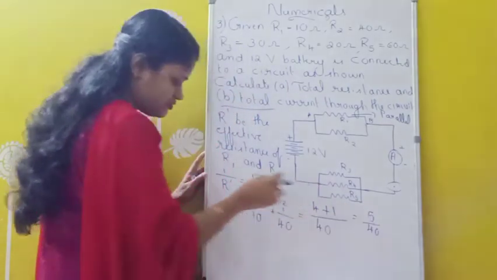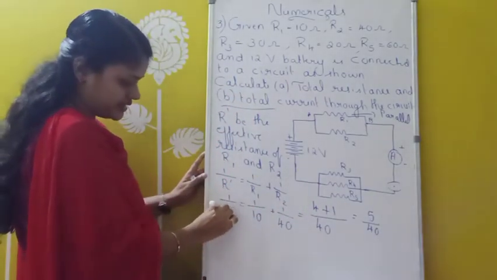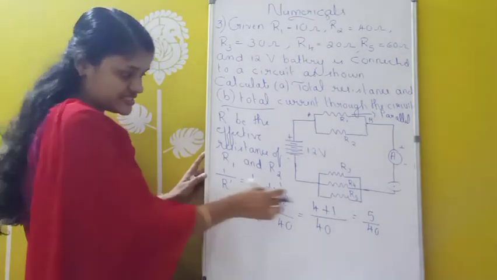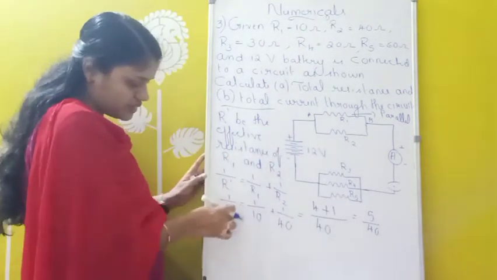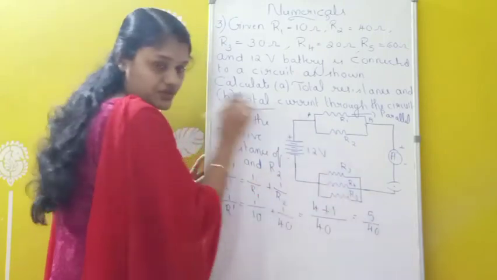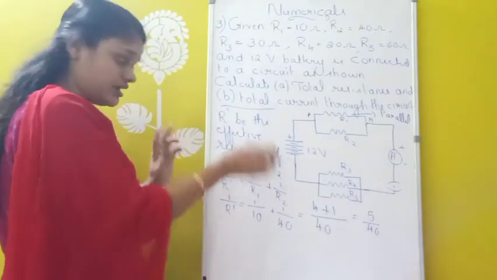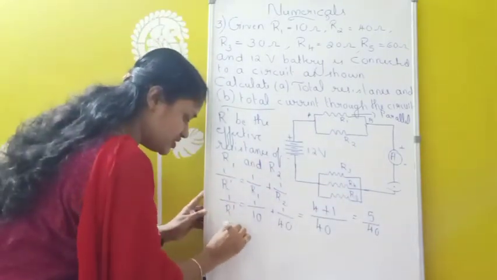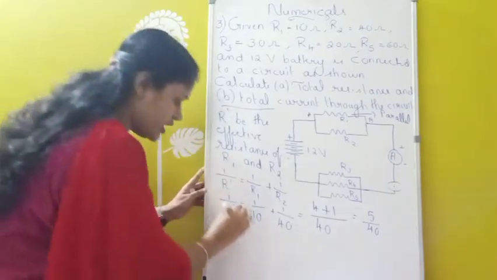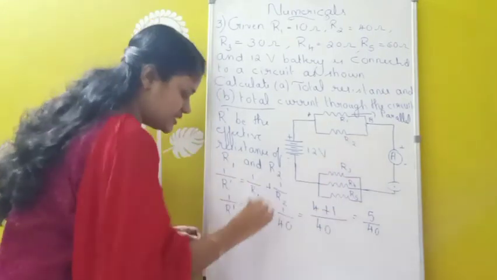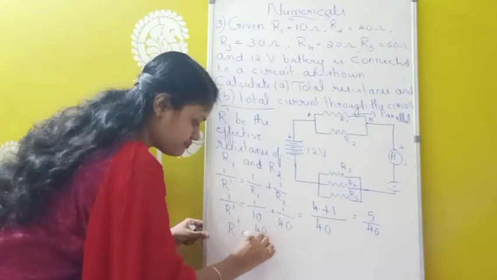So this 5 by 40 is which one? 1 by R dash. Don't get confused. This is not the answer. Okay. So 1 by R dash is equivalent to how much? 5 by 40. So from this what we have to find out? R dash. That means effective resistance is R dash. So R dash equals, here also take reciprocal, 40 by 5.